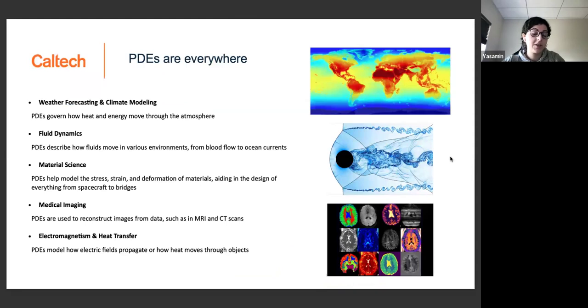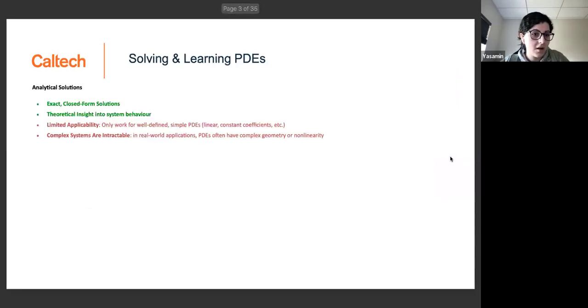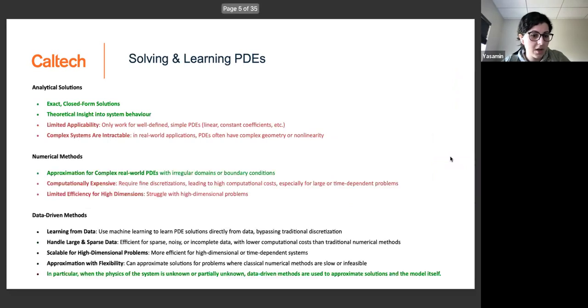So I'm going to start by motivating a little bit what we focused on. As you definitely know, PDEs are everywhere, and they're very important to study in different fields of science and engineering. In particular, solving and learning PDEs have been very important problems for many years. And so there has been a whole process of going from analytically solving PDEs to finding numerical methods. And in recent years, data-driven methods have become very popular for both solving and learning PDEs.